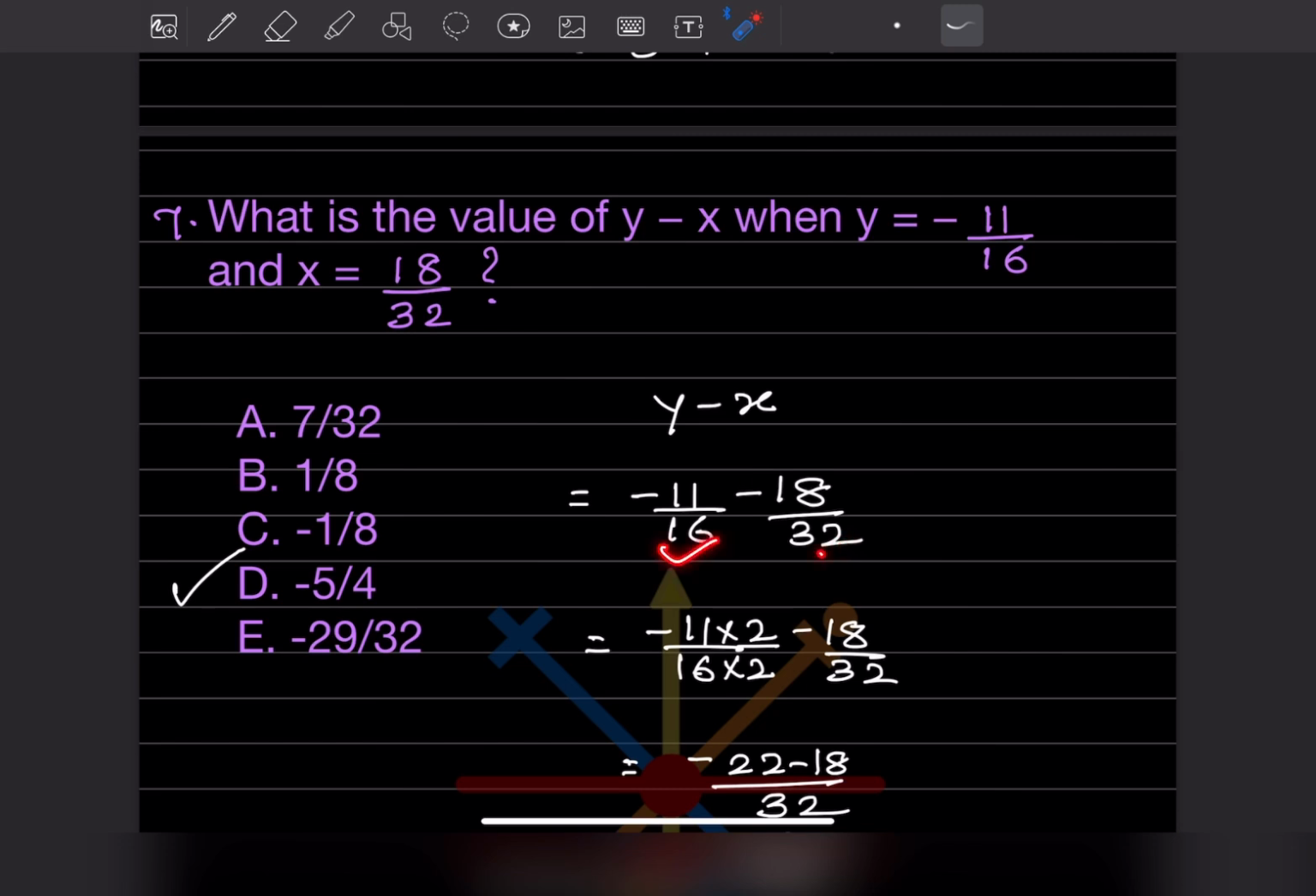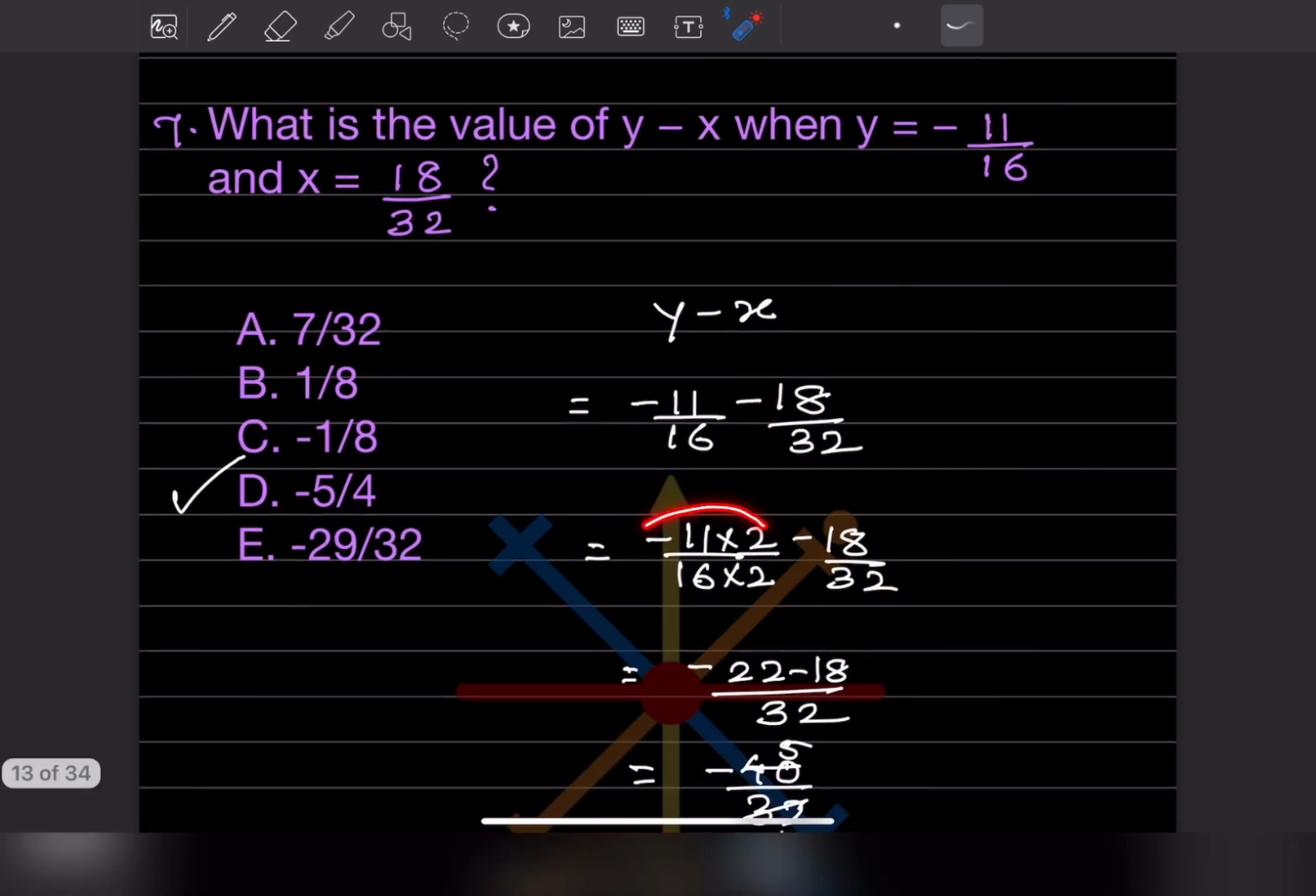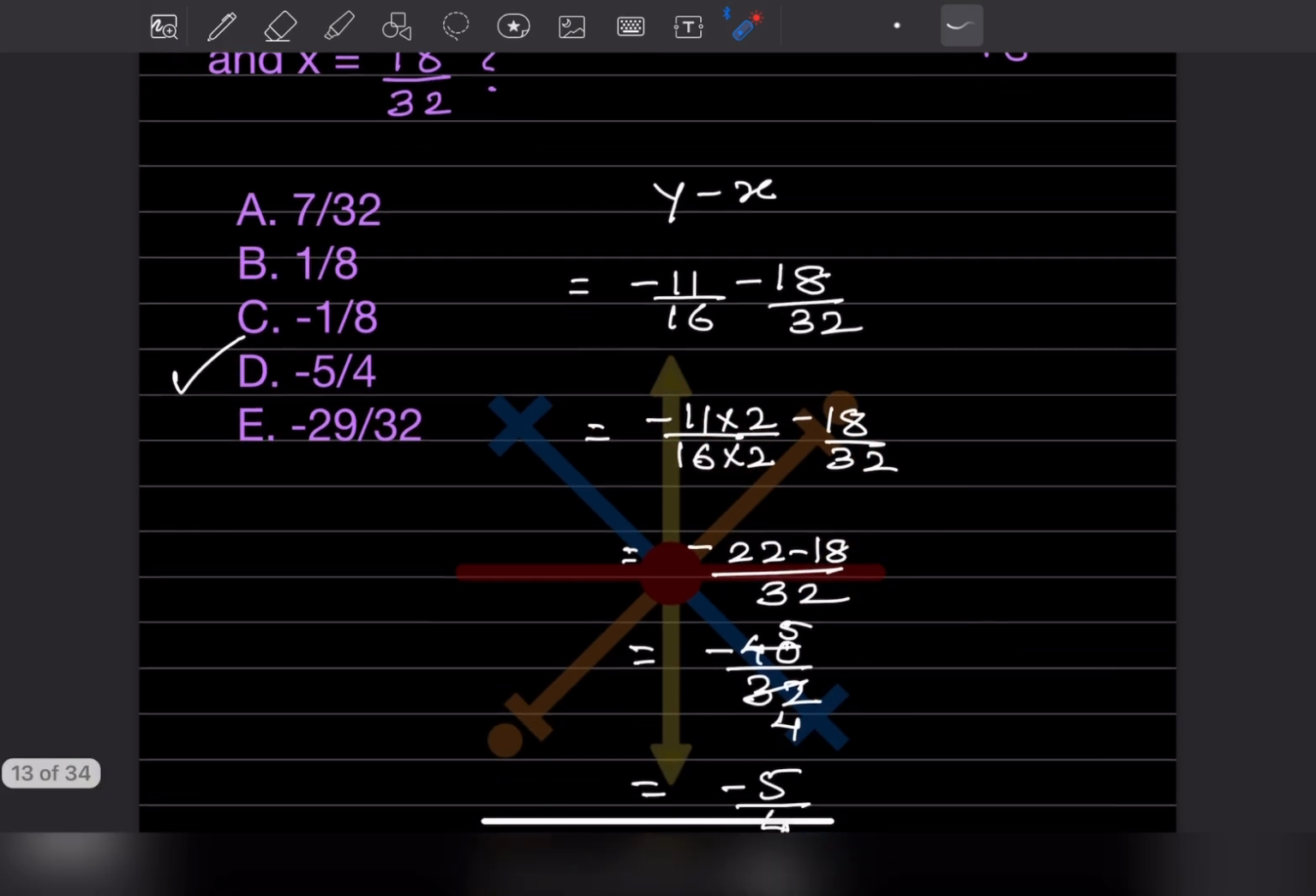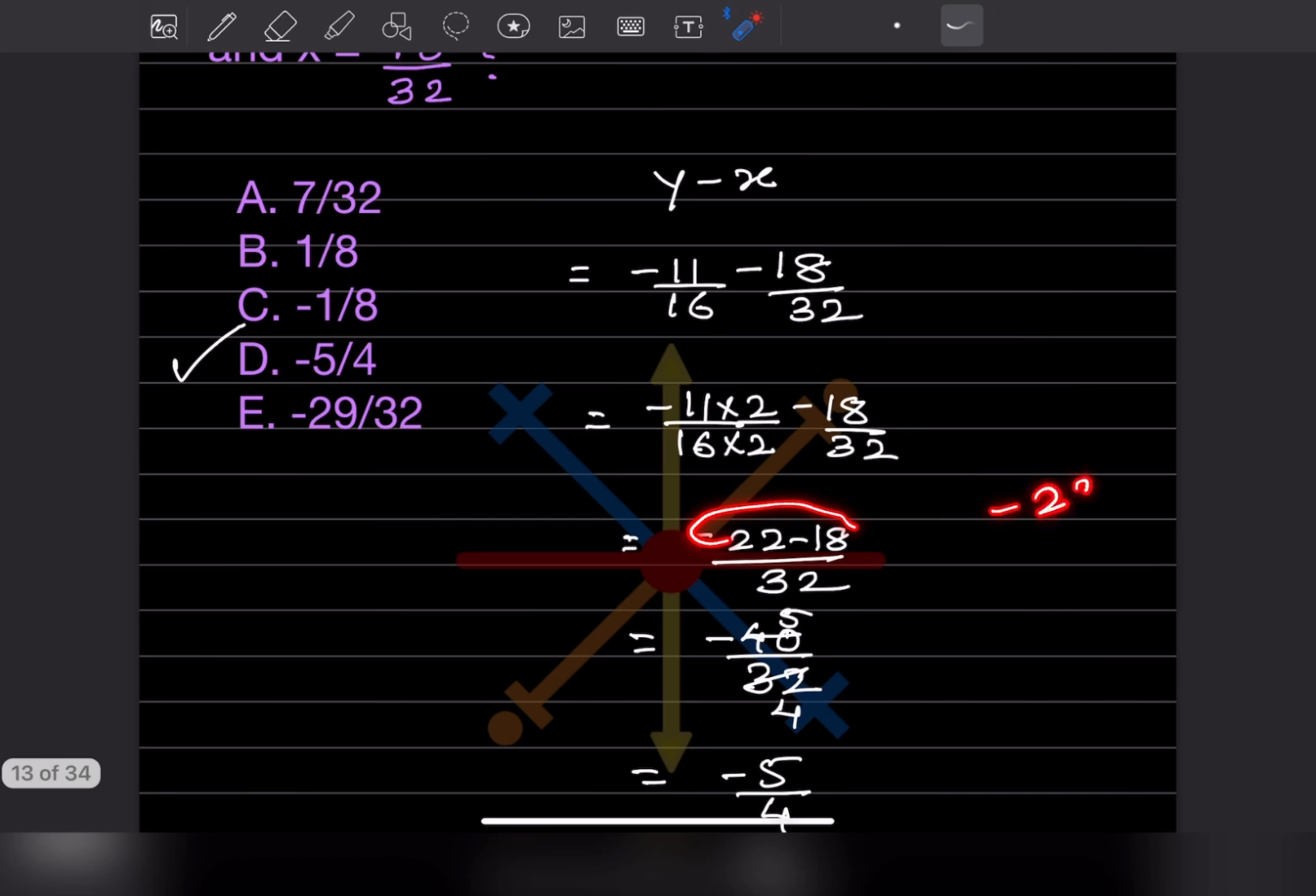So you can see the denominators are different, so you have to take the LCM of that. So the LCM of 16 and 32 is going to be 32. 16 twos are 32. So what you have to do here, you are going to multiply by 2. Since you multiplied the denominator by 2, the numerator also should be multiplied by 2, and this will remain as it is because it's already 32 over here. So this whole part will remain as it is. So now this will be minus 22 minus 18 divided by this, because the LCM is 32, you will write here 32. So this will be minus 22 minus 18.